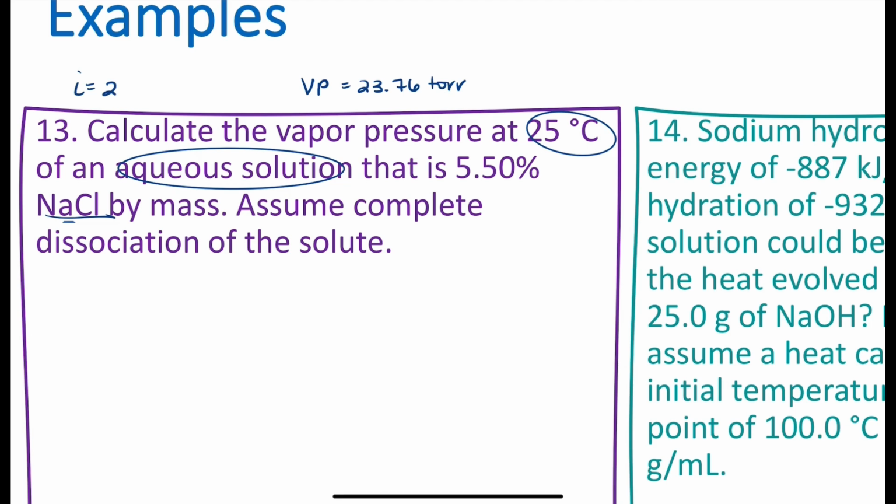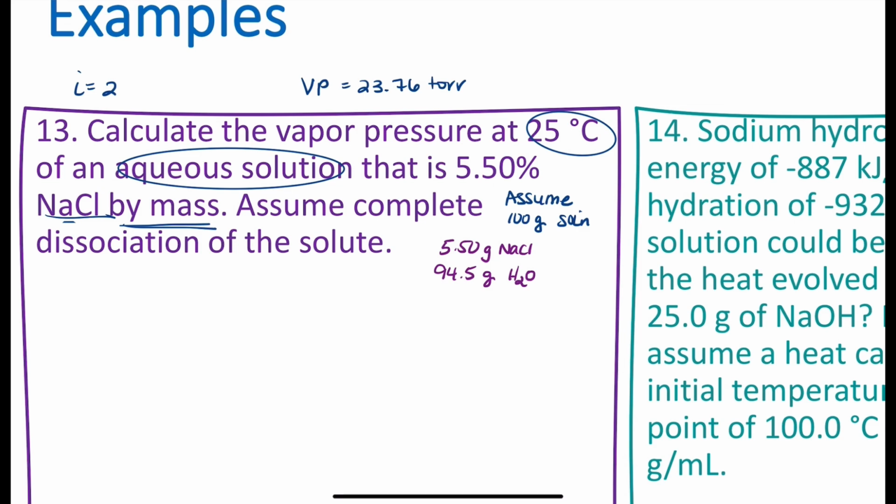Now, how am I going to solve this? I am given percent by mass. Percent by mass without a concentration means I'm going to assume 100 grams of solution. If I assume 100 grams of solution, then I would have 5.50 grams of the solute, and the remaining 94.5 grams would be water.